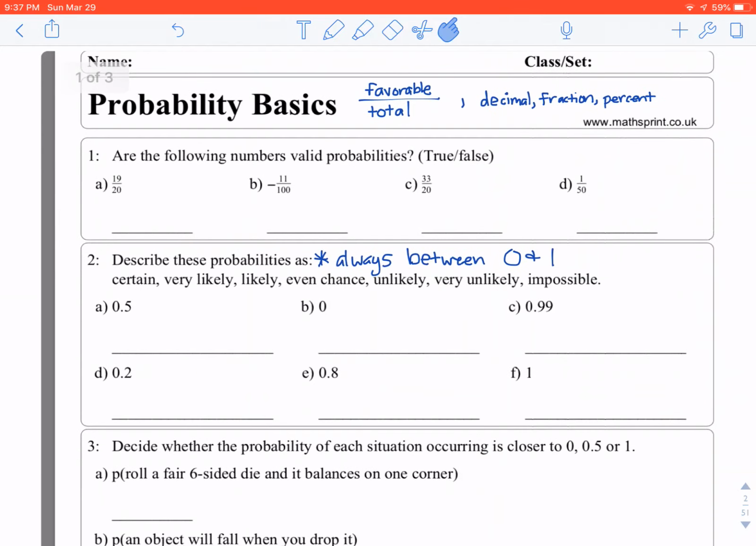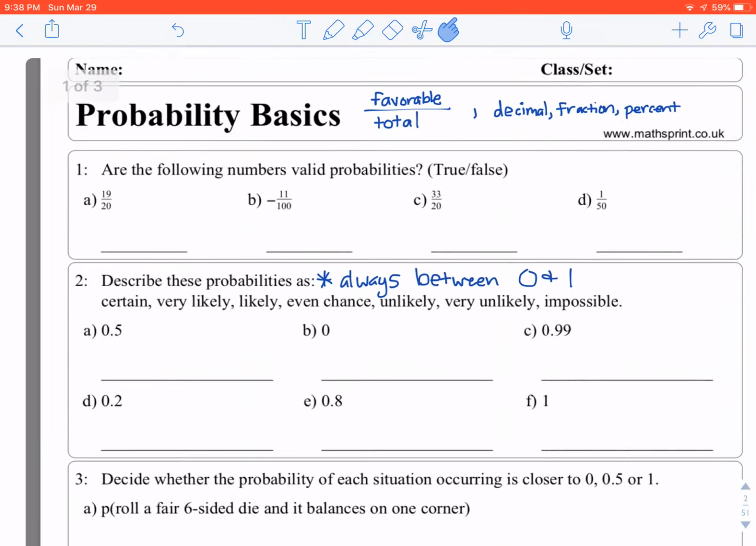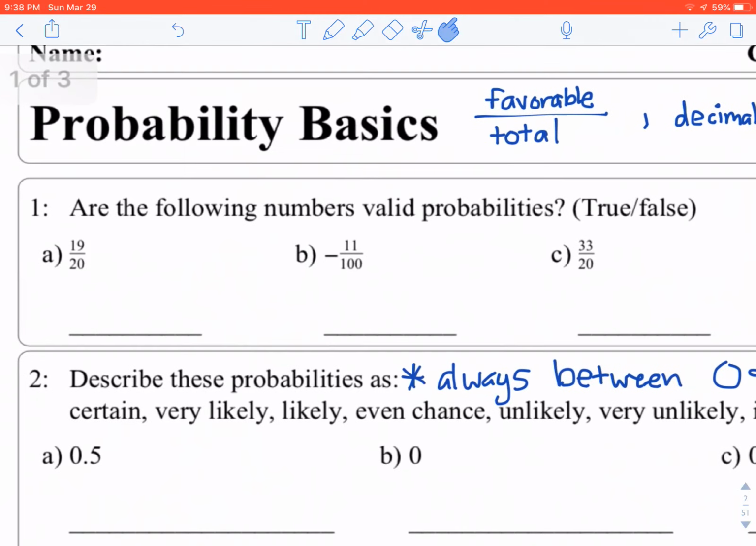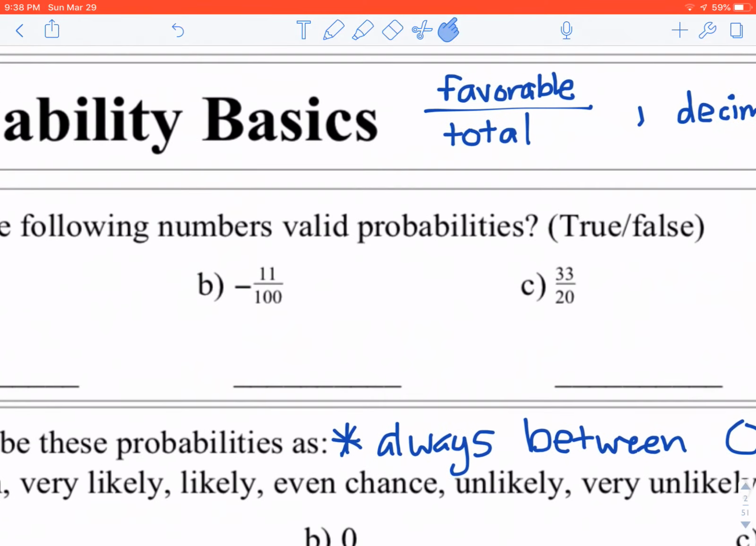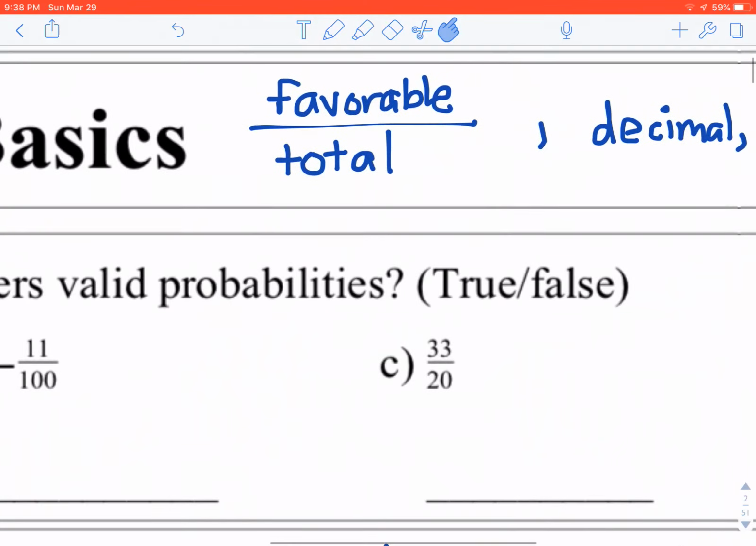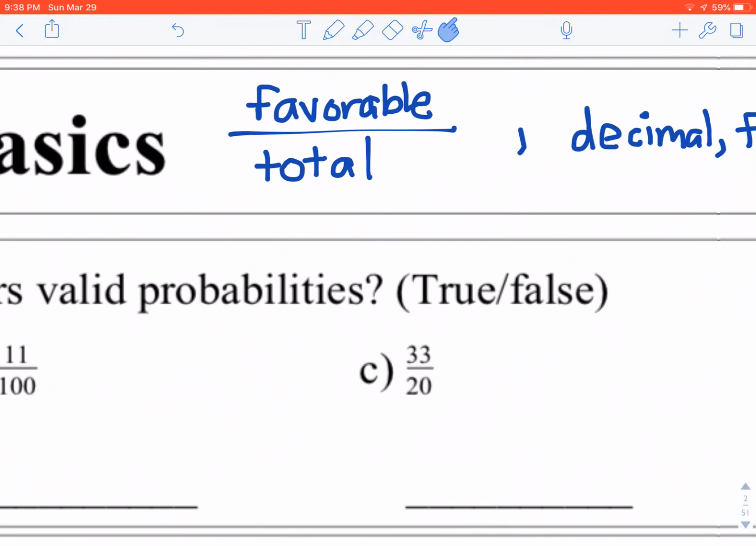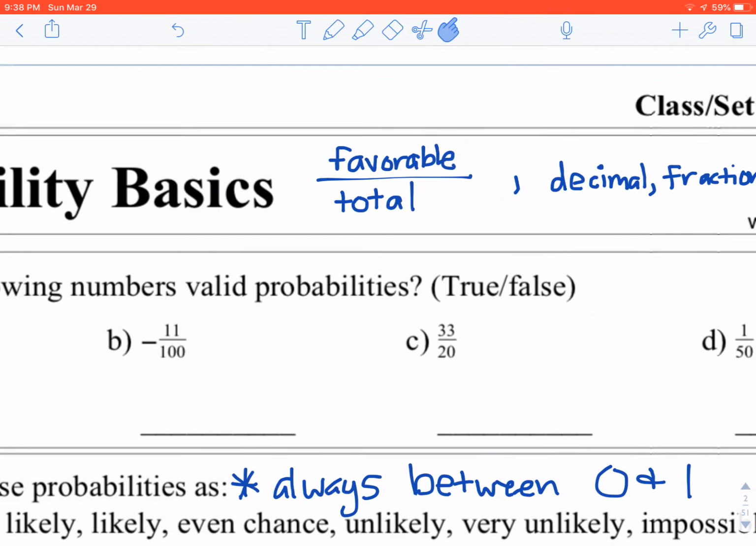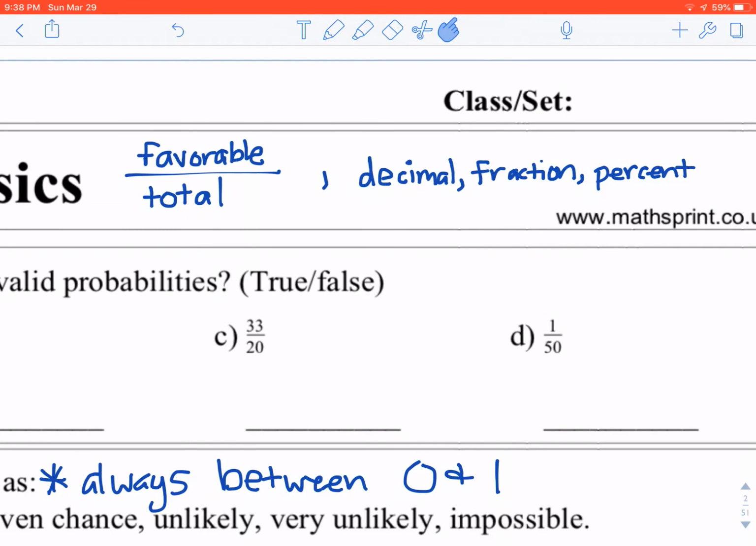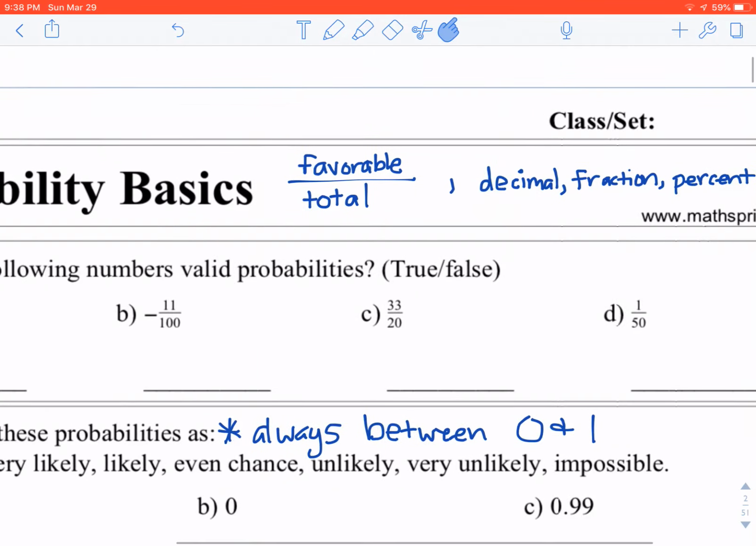Okay, so an introduction to probability, which you may already know from your past math classes. Probability is always written as favorable over total, meaning the favorable outcomes, or the outcomes that you're choosing, over the total possibilities. You may write probability as a decimal, fraction, or a percent, and it's always between 0 and 1.